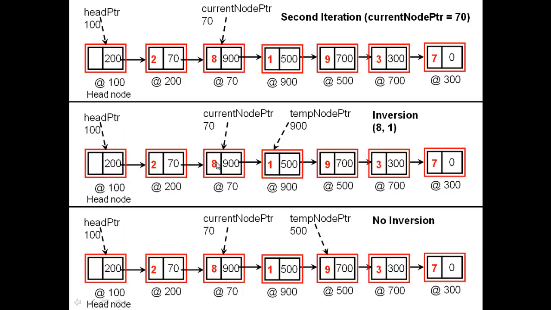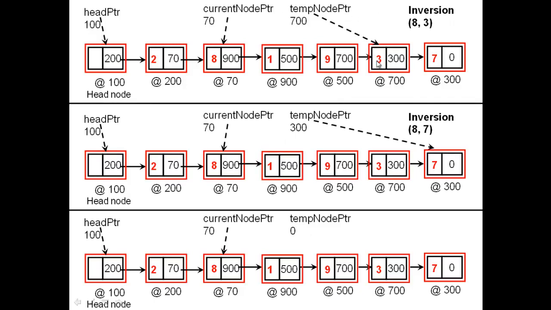So current node's data is 8, temp node's data is 1, 8 greater than 1, so that is an inversion, so we can print it as an inverted pair, and then move the temp node pointer's value to the next data node. So it will be 500, and compare 8 with 9, 8 is not greater than 9, so it's not an inversion. Then move temp node pointer further down, 700. We have 8 and 3, that's an inversion, so you print the inverted pair. Then move further down, 8 and 7, that's also an inversion. Then the next node pointer value for this data node is 0, null, so temp node pointer will now get the value 0, so you really come out of the inner while loop.